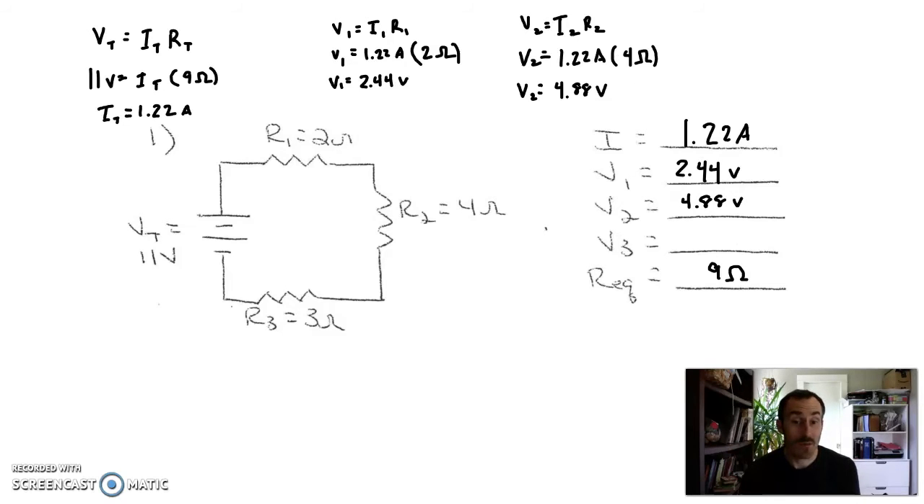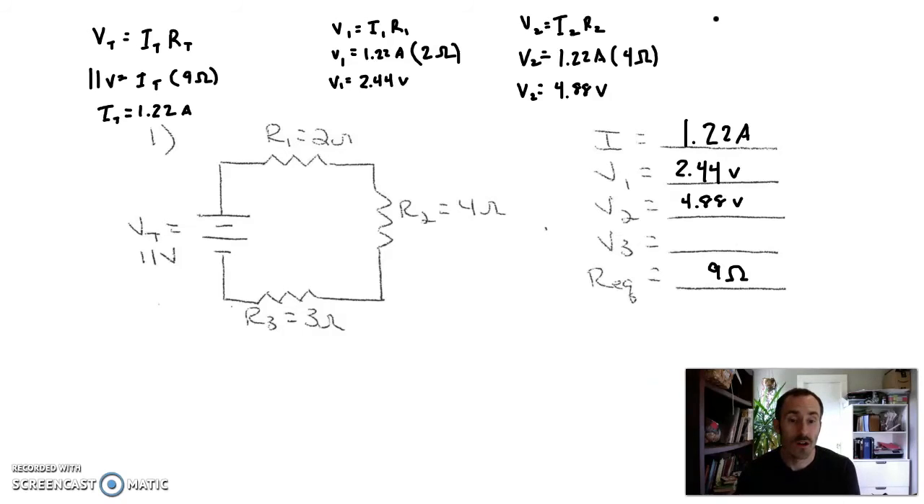Either we can do the same thing again for R3 to calculate V3 in this case, or we know that the total voltage drop has to add up to 11. So the voltage increase at the source has to equal the total voltage decrease around the circuit. And so if that's 11 and this is 2.44 and 4.88, then we can just subtract that from 11. Now that won't give us an exact answer, probably, because we rounded both of those other voltage drops. Okay, but I'm not going to be fussy about that. That is totally fine if you use your rounded numbers to calculate your final number.